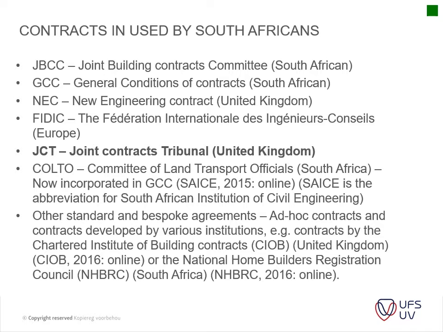Just looking at the South African contracts, you probably know about this, and we've discussed this in the workshop. We've got the JBCC, GCC, NEC, and FIDIC used in South Africa. The JCT is the one focused on in the study guideline. I don't think any of you work on roads, but the Colto contract is still used in South Africa, especially road builders still like to use it. And then there are other bespoke contracts, especially for you guys in Midrand, that work with RDP housing and that type of thing.